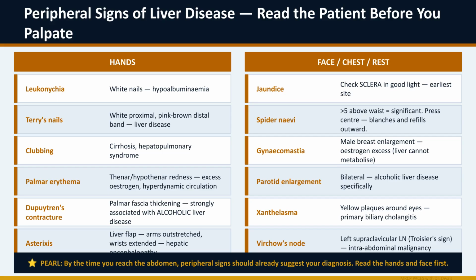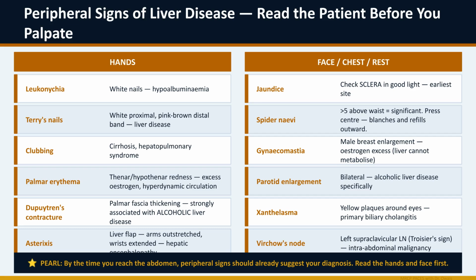Wrist, feel the radial pulse. Note rate and character. Arms, look for spider naevi. Each one is a central arteriole with radiating capillaries, like a spider. Press on the center. If it blanches and refills from the center outward, it is a spider naevus. More than 5 spider naevi above the waist is significant. They occur in the distribution of the superior vena cava territory. They are a sign of chronic liver disease.